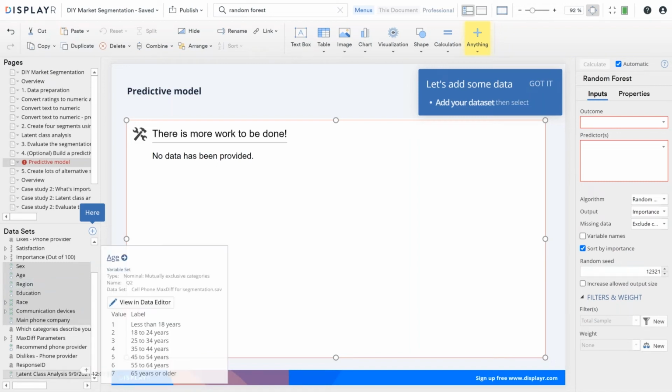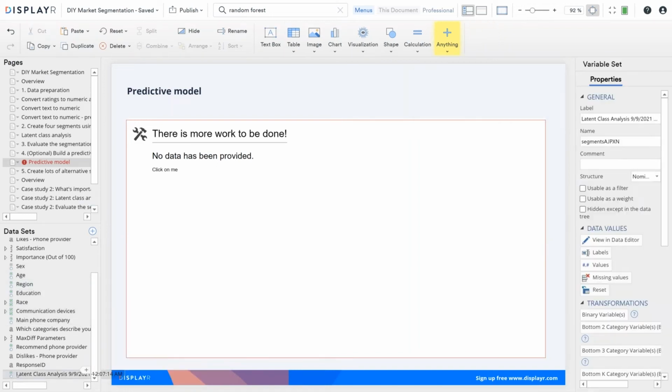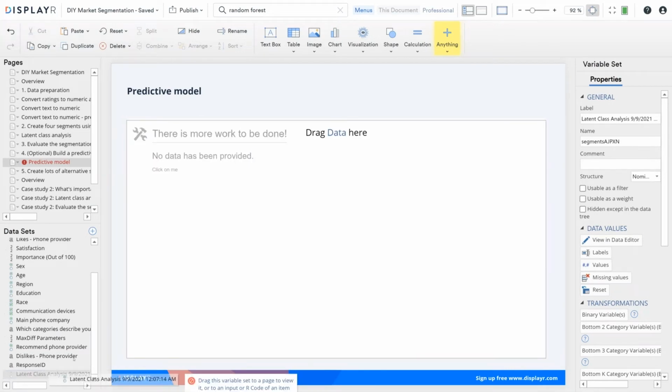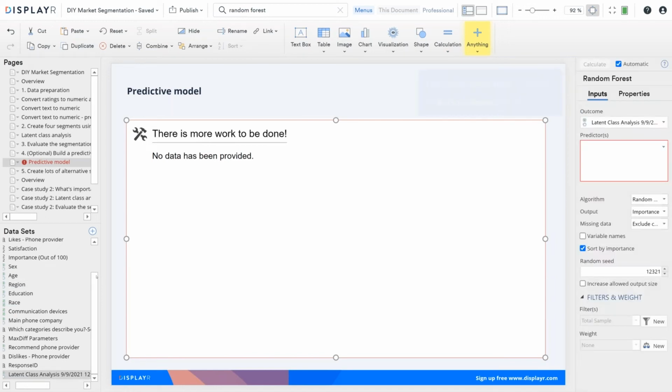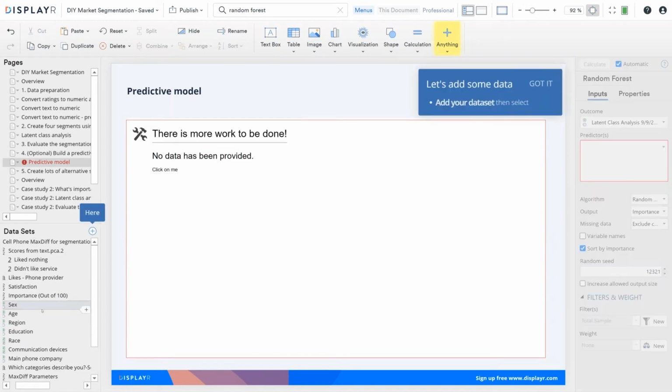Now, our outcome variable is our latent class segments. We drag them to the outcome box. I'm going to build a predictive model based on some demographics and some behavioral data.